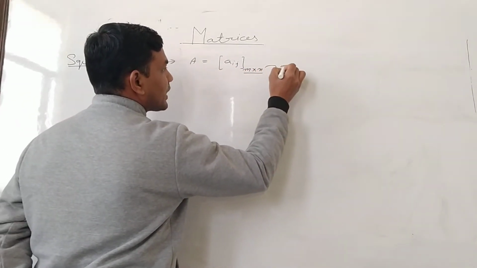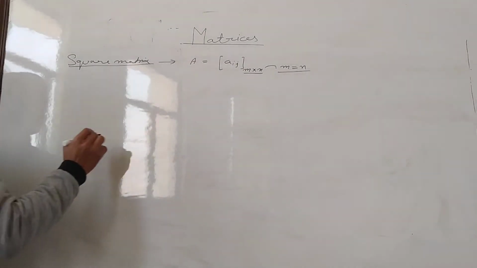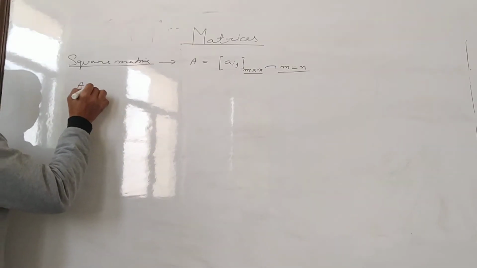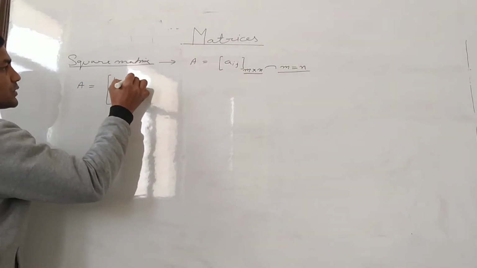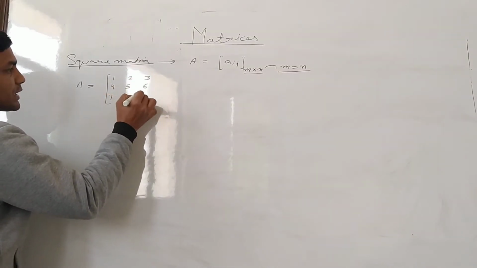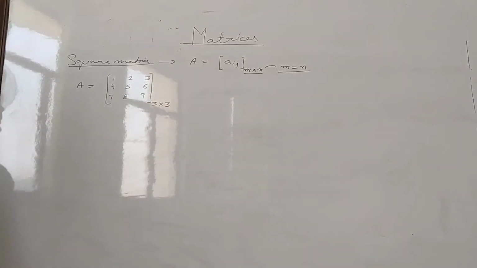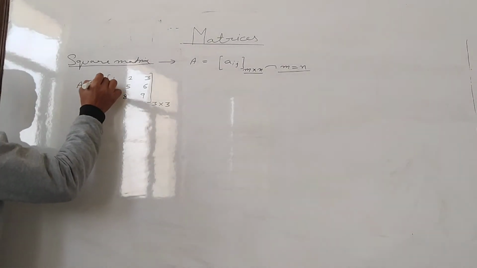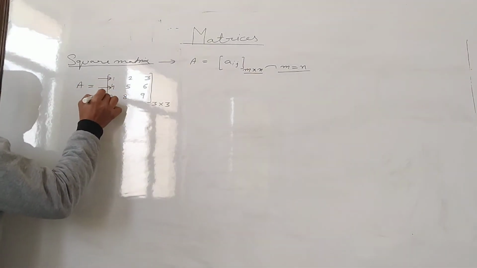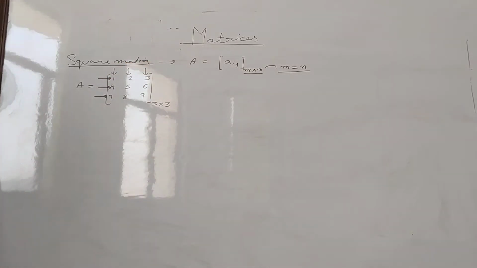This is the order, and m equals n, in which the number of rows equals the number of columns. For example, A equals 1, 2, 3, 4, 5, 6, 7, 8 and 9. This is a matrix in which the number of rows equals the number of columns. We have three rows, first row, second row and third row, and first column, second column and third column. We have three rows and three columns in this matrix, so this matrix is known as a square matrix.